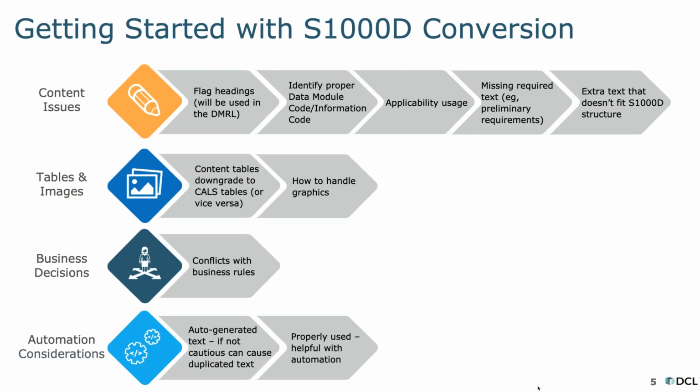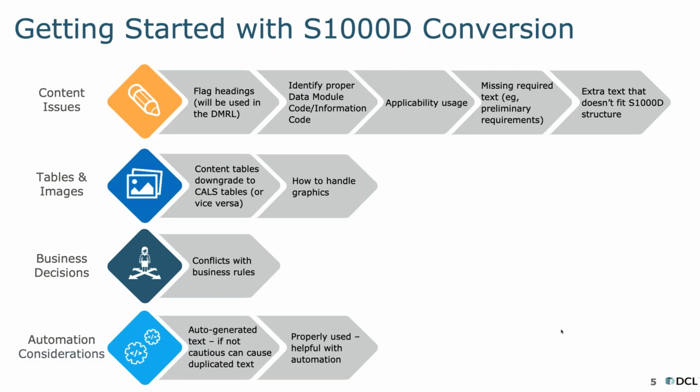The same applies to images. An image is an image regardless of the standards, but it may be tagged differently. Dimensions may be different, and maybe you need CGM versus raster images. So all of that applies to any kind of migration regardless of the standards. So going back to the content issues, and my assumption is that most people here know what a DMRL is.